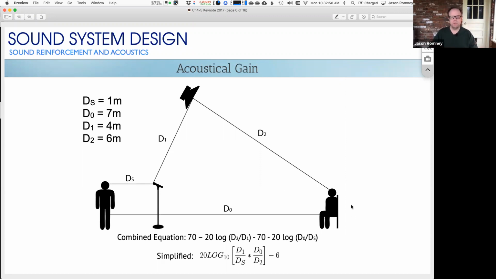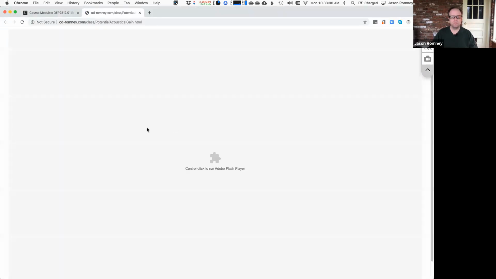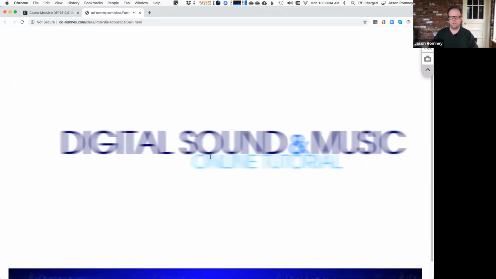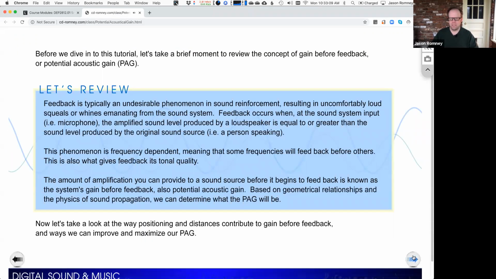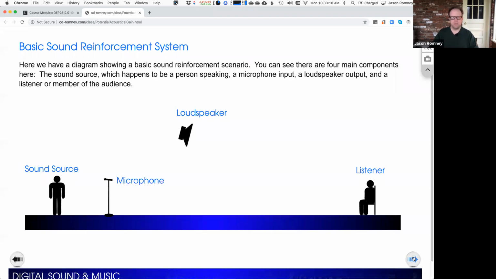So I want to show you a little demo here. So this is from, you like that? So this is from our book. And I've got a little flash demo we can play around with here. So, okay, here you go.